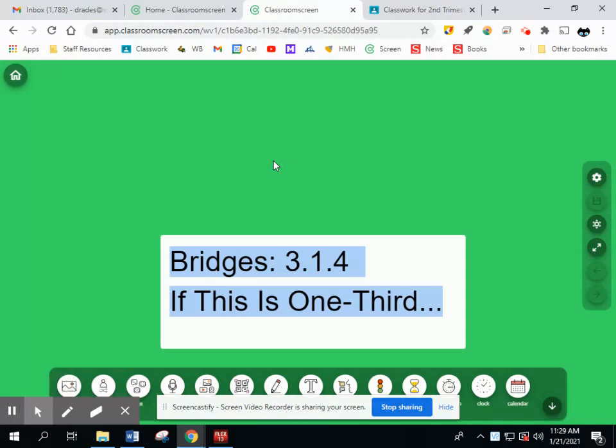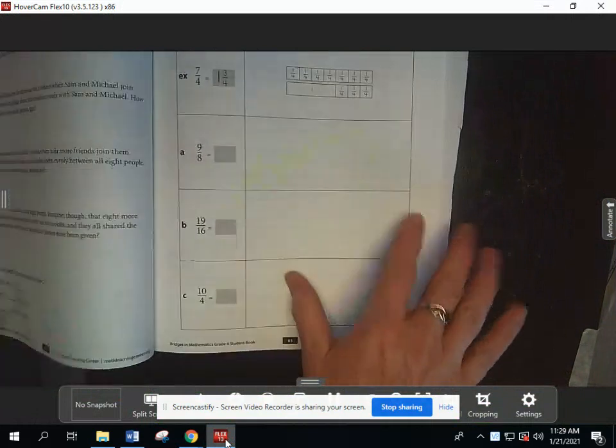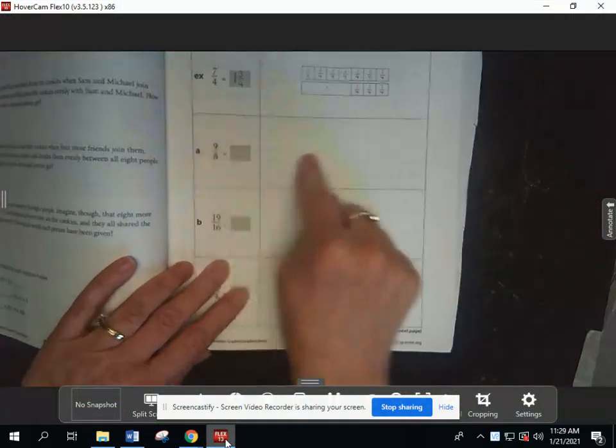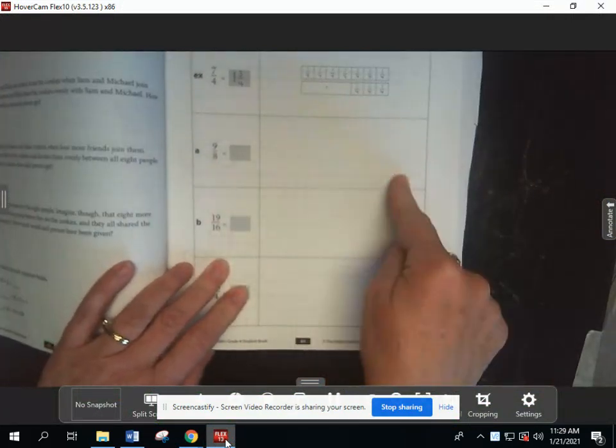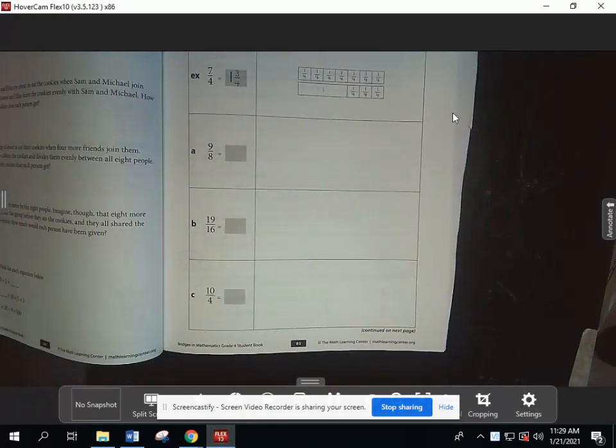Hi everyone, the last thing that you're going to work on today is page 85 out of your workbook. The page looks like this. So if you wish to use your little pieces, you can. We are actually going to learn how to draw this stuff to help us figure this out. Okay. So it is page 85. You're going to go in your book.